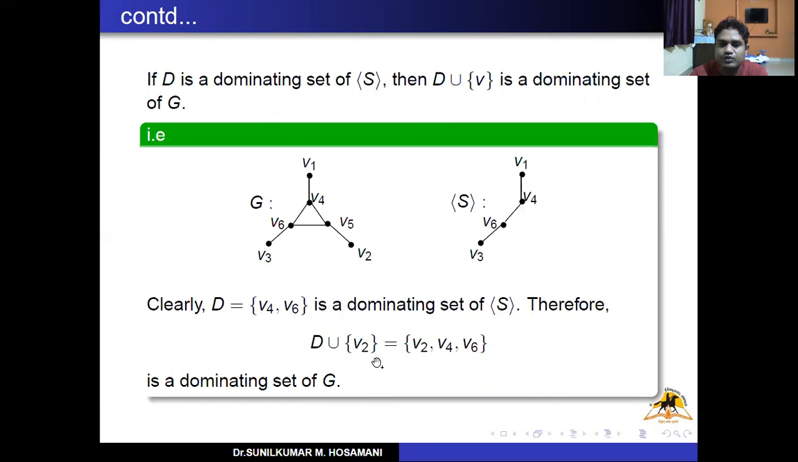Therefore, D union V2 is what? V2, V4, V6, which is a dominating set of G. You can see here V2 covers V5, V4 covers V1, V6 and V5, and V6 covers V3. So clearly every vertex in the complement of this set is adjacent to at least one vertex of this set, and this is a minimal dominating set. Therefore, the domination number of this graph is 3 here. So clearly D union V is a dominating set of G.